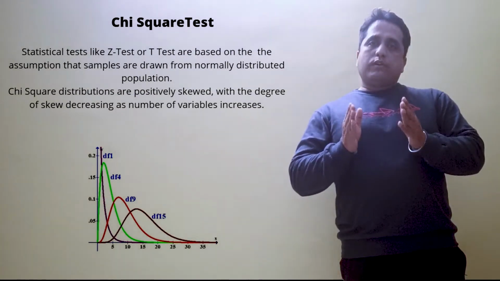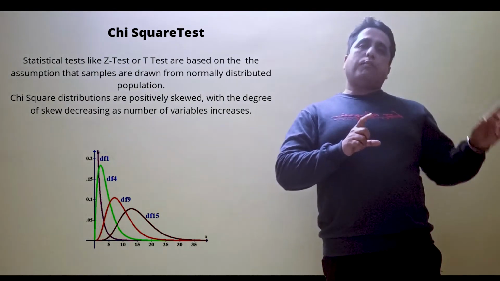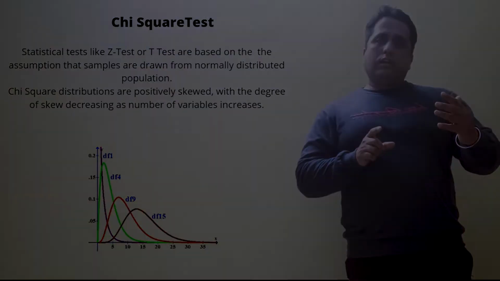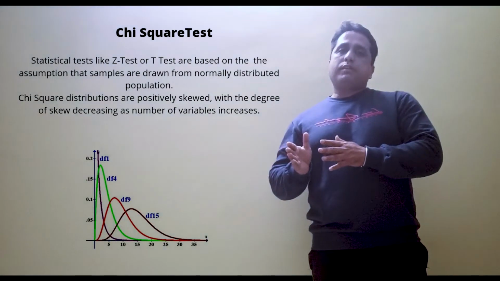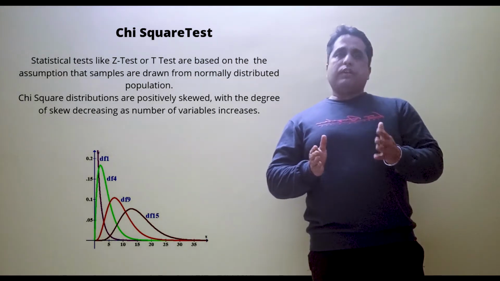The degree of skewness keeps on decreasing, and the distribution tends toward normality as the degrees of freedom within the data keep on increasing. Degrees of freedom are basically the dimensionality within the data set, or the number of independent variables within the data set.